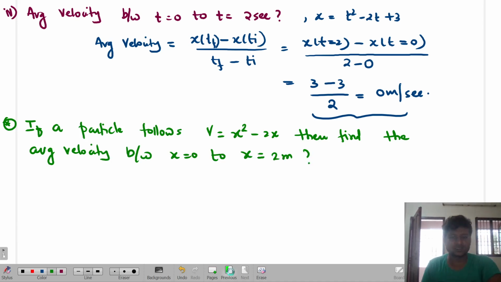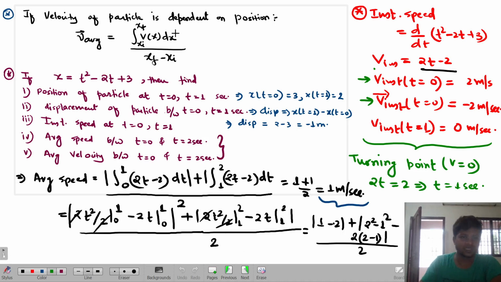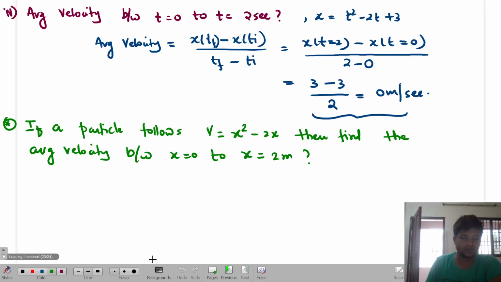So once again, this question is not of much use. You just put in this formula. As I told you, if the velocity of the particle is dependent on position, meaning v of x is given to you, you can directly write this formula and do the calculation. Got it? So you got to know what happens with xt, vt, and at, and how to find this average velocity in all these kinds of terms. Any kind of doubt till now?